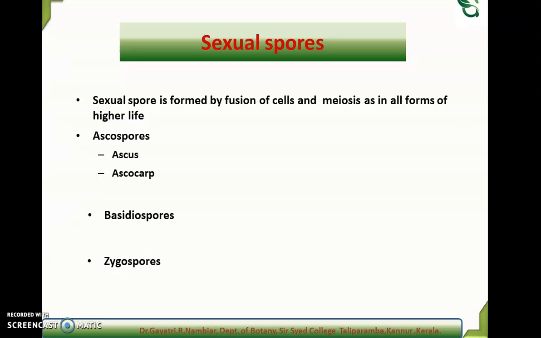And zygospores are produced by zygomycetes. So these are the different types of sexual spores: ascospores, basidiospores, and zygospores. Examples of zygospore-producing fungi are Rhizopus, Mucor, etc.